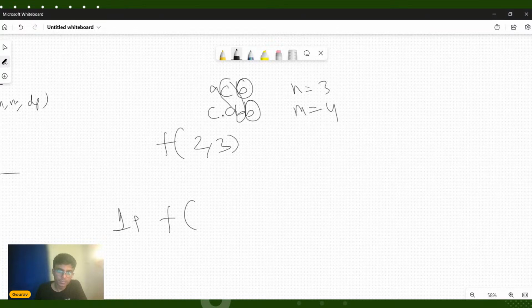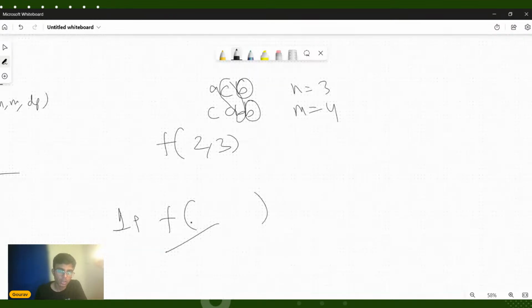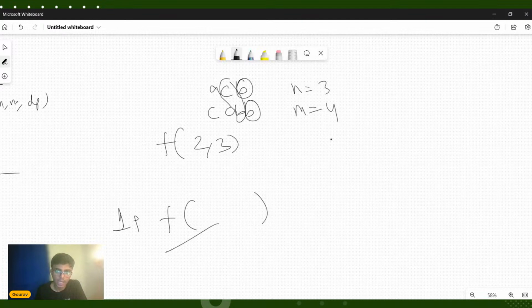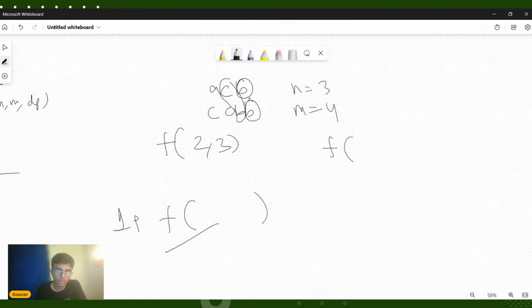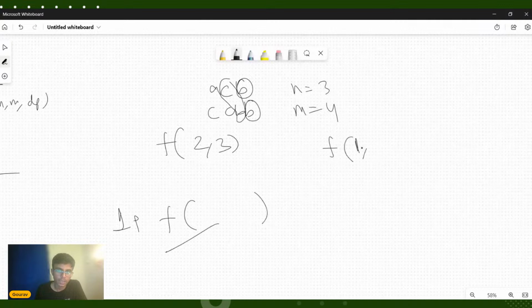Now what will happen? These two are not equal, so the recursion tree will split into two parts. Once this has been called, what is happening? We got C and B, so we'll try to call f of this value is equal to 1, and then we will try to call the other.